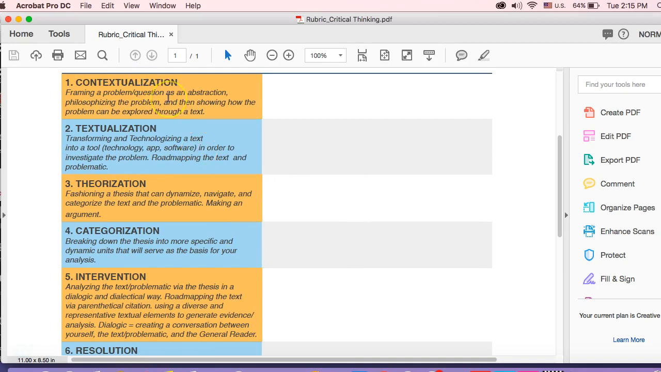Number one is contextualization, okay? So what does contextualization mean? This is framing a problem or question as an abstraction, philosophizing the problem, and then showing how the problem can be explored through a text. This is really the key aspect of critical thinking. You have to be able to contextualize, to problematize.